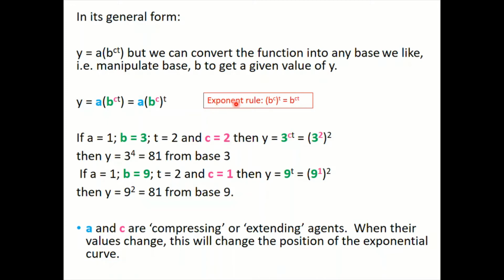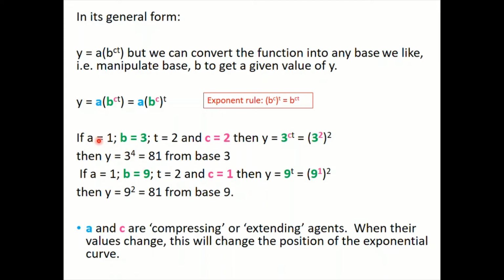Because of our rules of exponents, we know that b raised to the power of c, all in brackets, and then raised to the power of t will give us the same answer as b raised to the power of c times t. In other words, if we see an exponential function in this format, we need to multiply c by t. These two numerical examples down here are going to show us how we can change the base of our exponential function and still get the same answer for y.